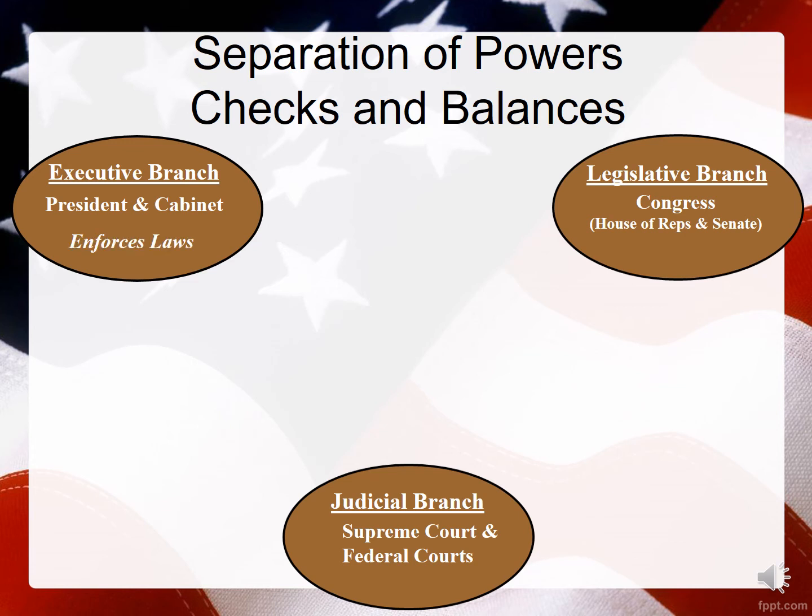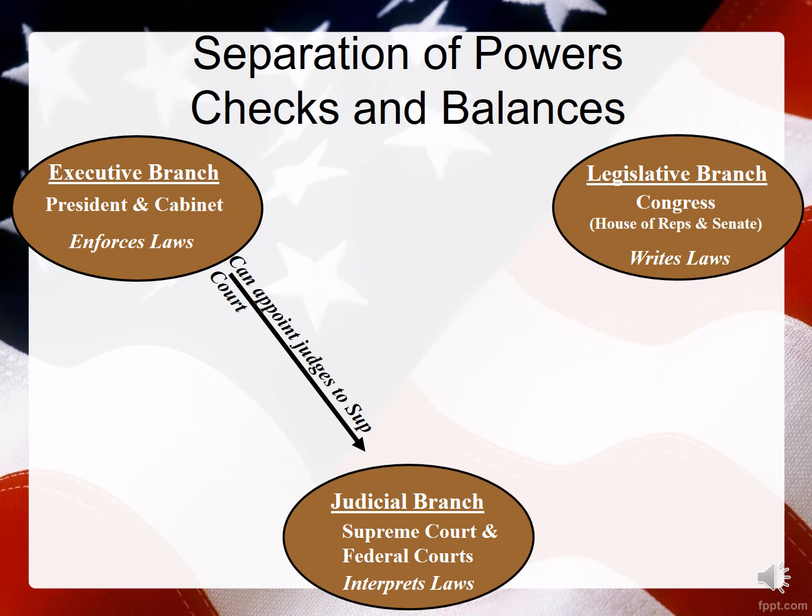Now, the power of the executive branch is to enforce the laws. The power of the legislative branch is to write the laws, and the power of the judicial branch is to interpret laws. And so you can see each branch of the government has a distinct set of responsibilities. Now let's look at the check that each branch has over the other. And let's start with the executive branch.